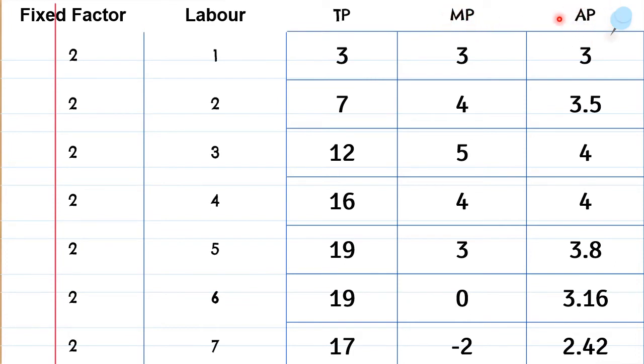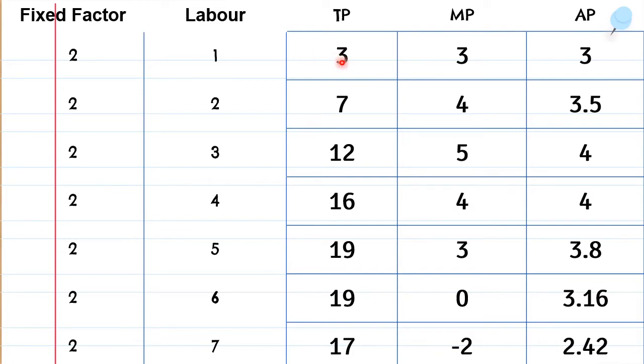We have here another column which is marginal product, and then a fourth column which is average product. How do we derive and fill up the values in the marginal product column? Well, what is marginal product? It is the addition to the total product by use of an additional unit of the variable factor.